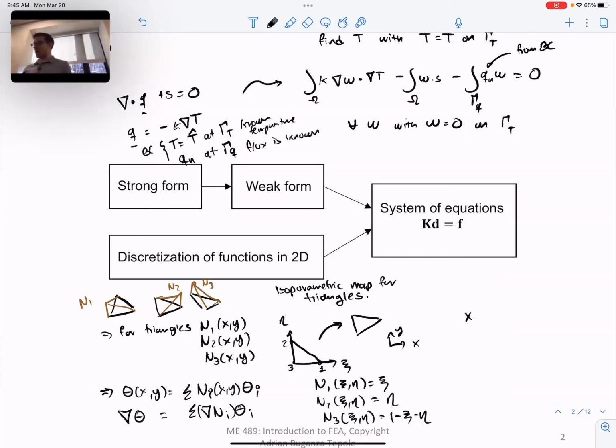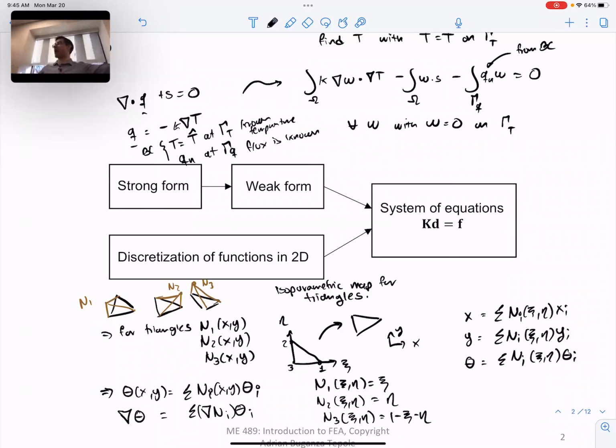So what are the x and y components? x is going to be the sum of the shape functions in terms of psi eta times the x coordinates. y is again the sum of the shape functions times the y coordinates, and theta is the sum of the shape functions times the nodal values of theta. The idea is the same as what we did in 1D. When you define this parent domain psi eta and shape functions in terms of psi eta, you need to interpolate both the geometry and the field. So you need to interpolate x, y, and theta.